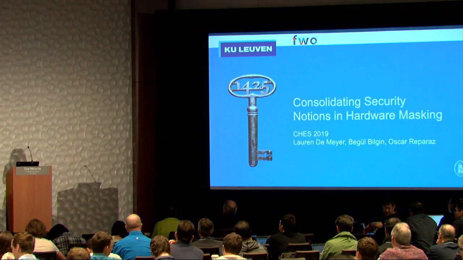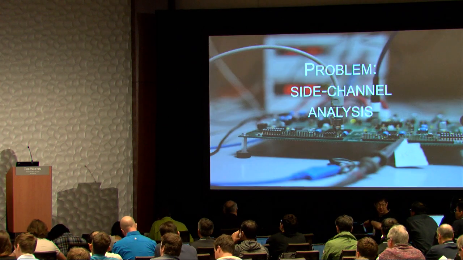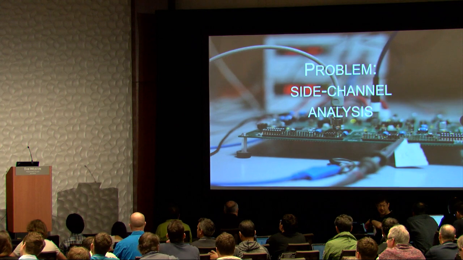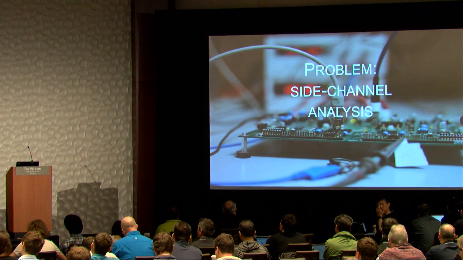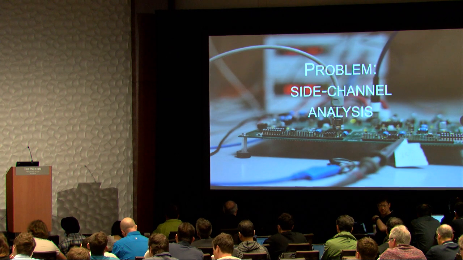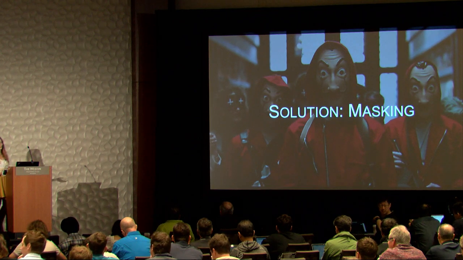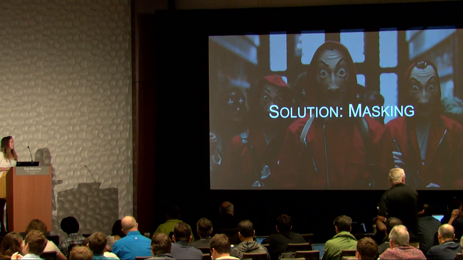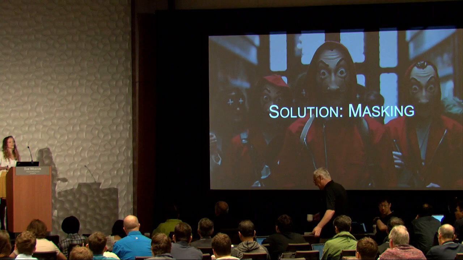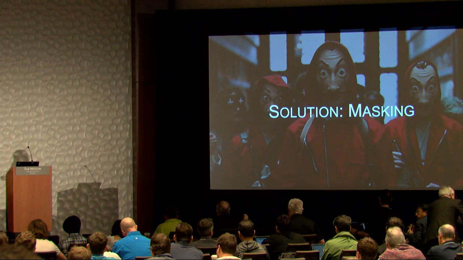And I'm going to be presenting the paper Consolidating Security Notions in Hardware Masking. We have a problem because adversaries can extract secrets from our devices by looking at power consumption or electromagnetic radiation. One of the solutions that the community has come up with is to start masking our implementations. But the question is, how do we know that masking provides security against side channel analysis?